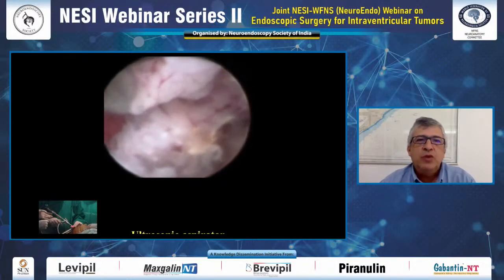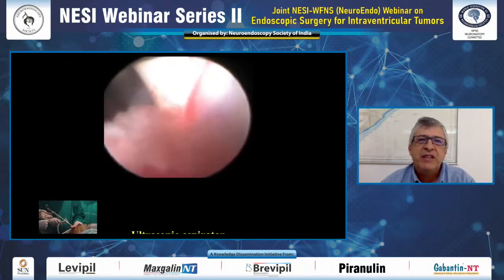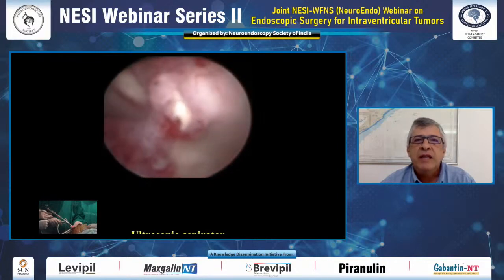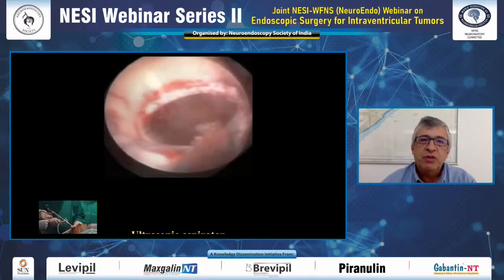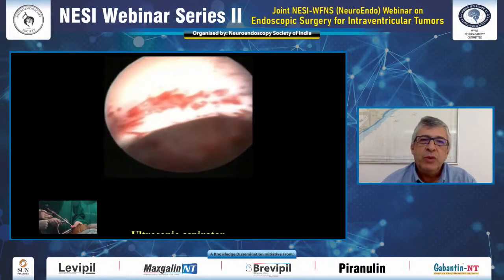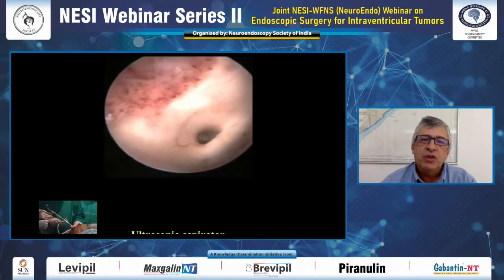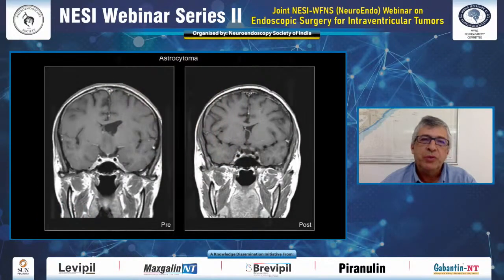During the procedure, you put in the irrigation, and look, you can see the perfect difference between the ependyma and the tumor, like that. So you can completely remove this astrocytoma without bleeding, which damages the fornix a lot. And now, after almost a complete resection of the lesion, the pre and post-operative images.